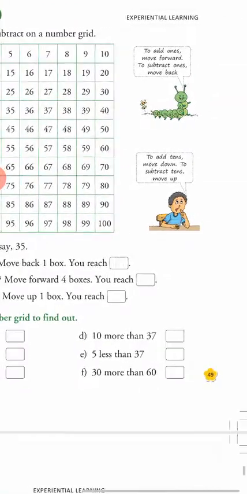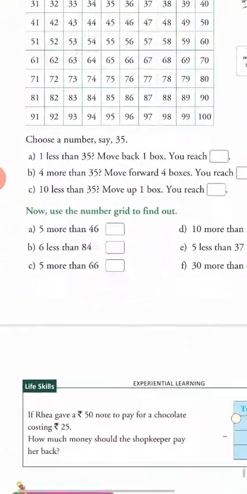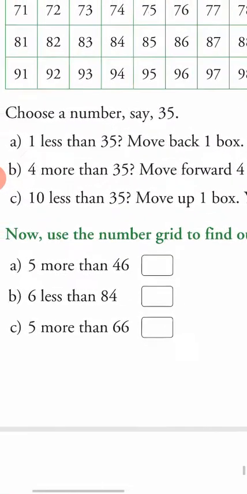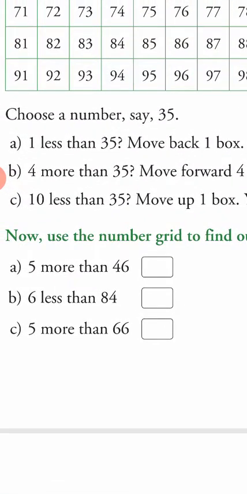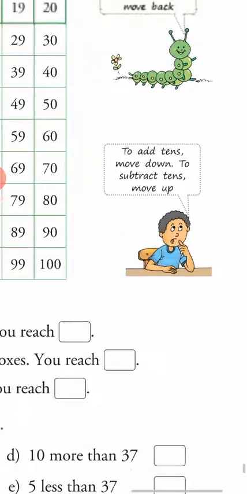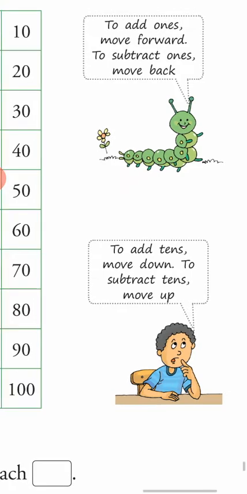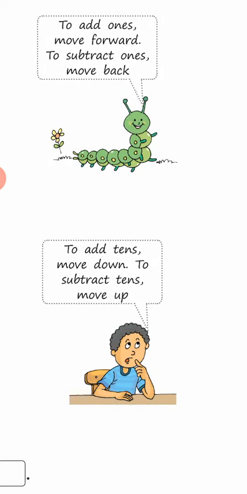Now you can see that here we have a question in which it is given to choose a number, say 35. Means we have the number 35. Now all these three parts that you can see will move around this number, and that is 35. And to solve this we have these two tips also. One is given by this caterpillar, and one is given by this boy. So let us read it first.